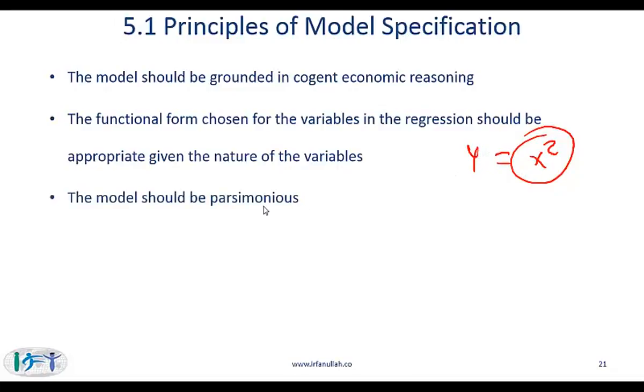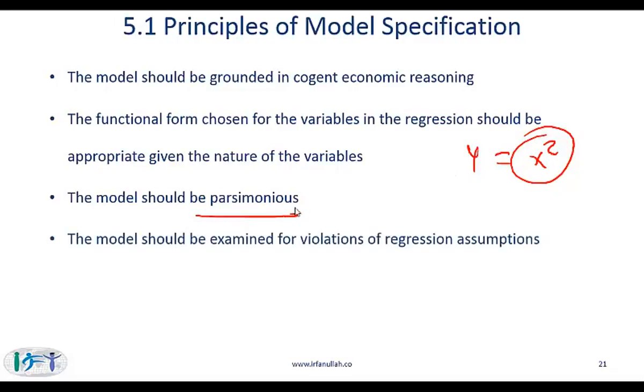All right. The model should be parsimonious. Fancy word, all this means is brief. You don't want more variables than necessary. If you can get a perfectly decent adjusted R squared, a well specified model with few independent variables, that is better than adding many more variables. And adjusted R squared helps with that.